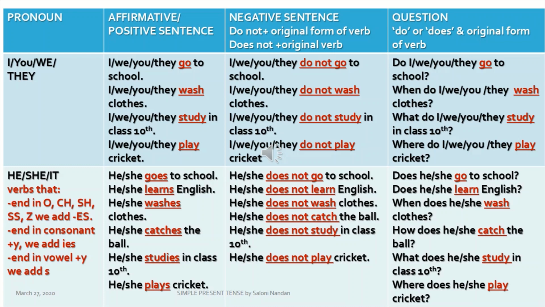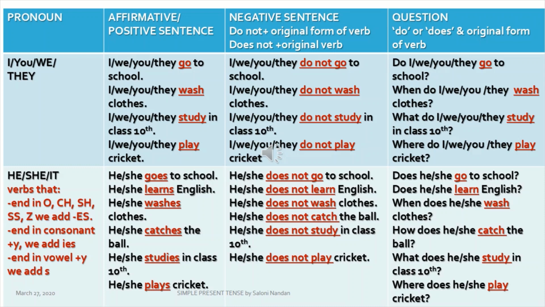Another rule, when the verb ends in vowel plus Y, we add just S. For example, he, she plays cricket. Here the word ends with Y, but before Y there is a vowel A, so we just add S to it to make simple present tense in affirmative or positive sentence.